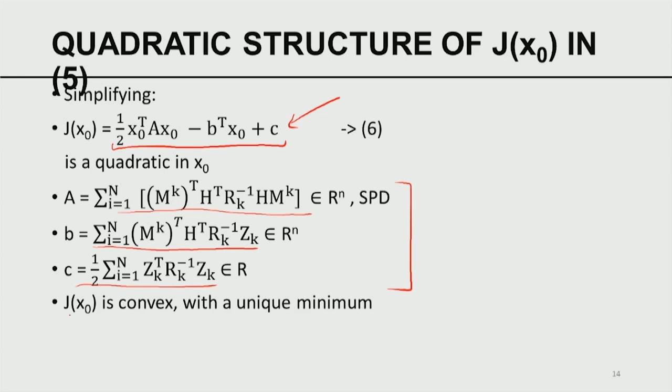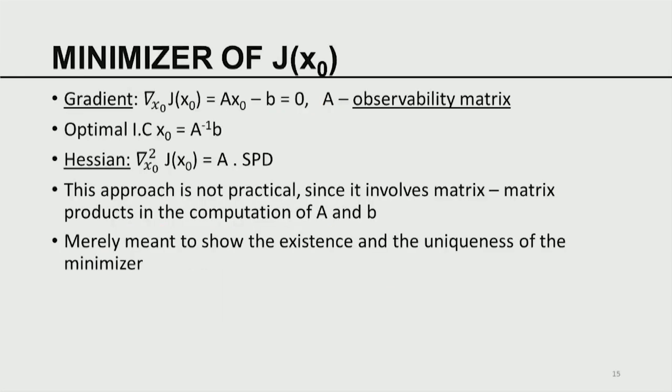If A is symmetric positive definite, J of x naught is convex. If J of x naught is convex, again from basic optimization theory, we know the unique minimum exists. I can compute the gradient, which is equal to A x naught minus b, and that is equal to 0. So I get the optimal x naught to be A inverse b. The Hessian is essentially A, which is SPD. So I have essentially solved the problem, and I computed the form of the solution. The optimal initial condition is given by this.